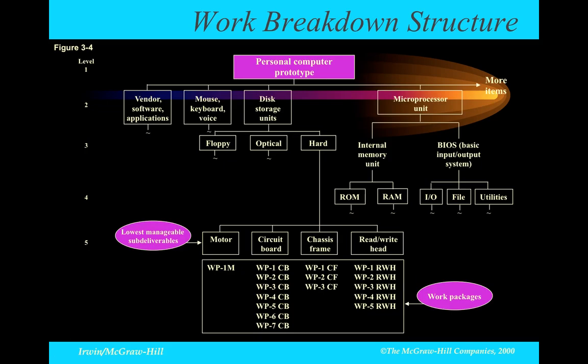So here's an example of a personal computer project. Level 1 is the project, the computer prototype. Level 2, we have deliverables: vendor software application, mouse and keyboard, disk storage units, the multiprocessor. Then as we go further down, from the disk storage you could see things like floppy, optical or hard disk.